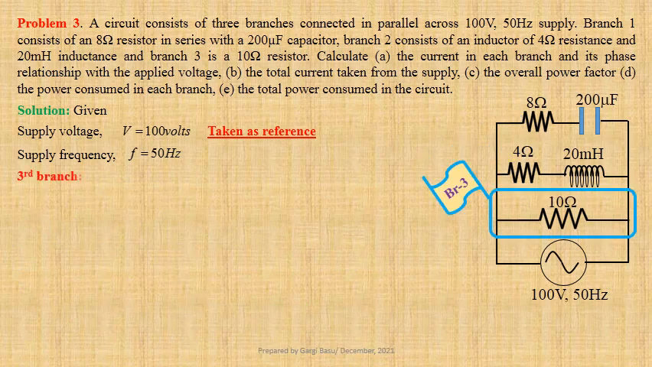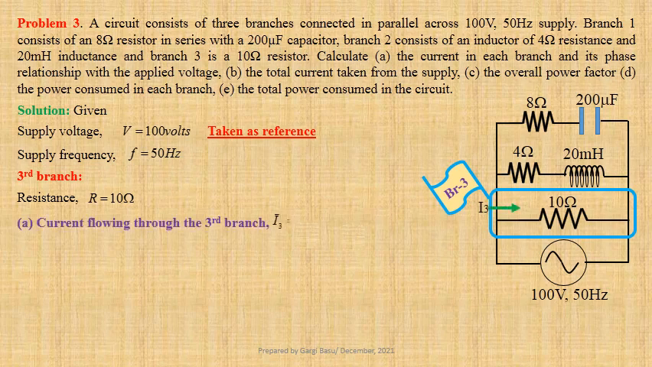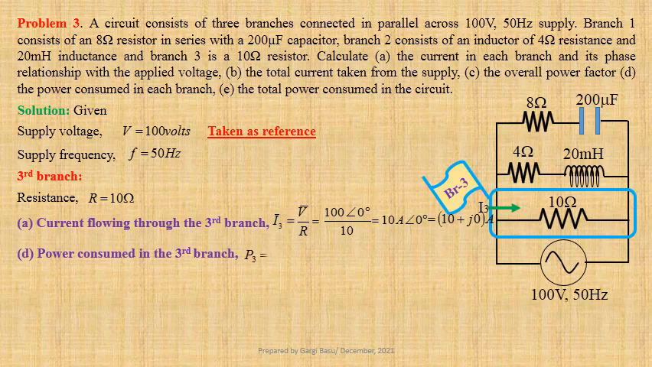For the third branch, given resistance R equals 10 ohm, let us now calculate current flowing through the third branch. I3 equals V divided by R. Using values we get 100 at an angle 0 degree divided by 10, that is equal to 10 ampere at an angle 0 degree. This may be written in Cartesian form as 10 plus j0 ampere. Now we shall determine power consumed in the third branch. P3 equals I3 square into R. Using values we get 10 square into 10, that is equal to 1000 watts.